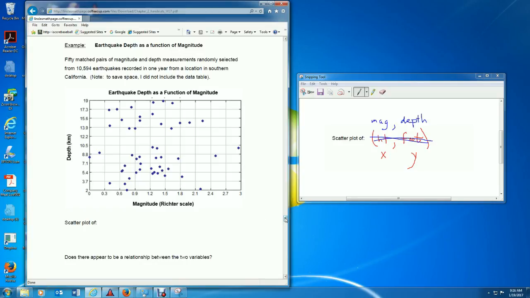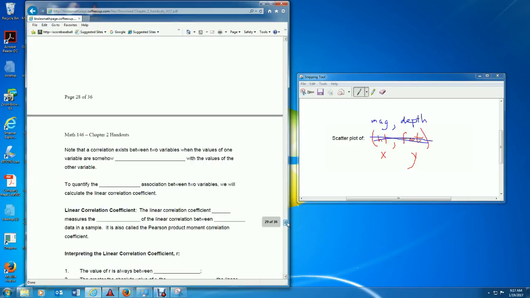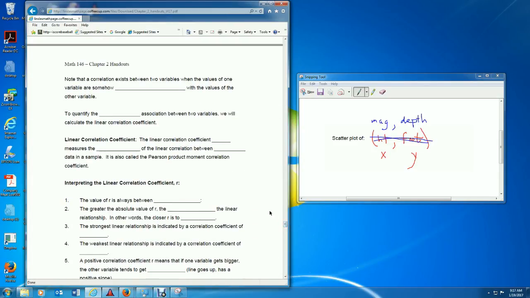So we looked at one plot, we said yes, a relationship. Now we looked at this plot, we said no relationship. What we want to do is quantify those. We want to come up with a more formal method for testing whether there is a correlation. A correlation exists between two variables when the values of one variable are somehow associated with the values of the other variable. And in particular, we want to quantify the linear association between two variables.